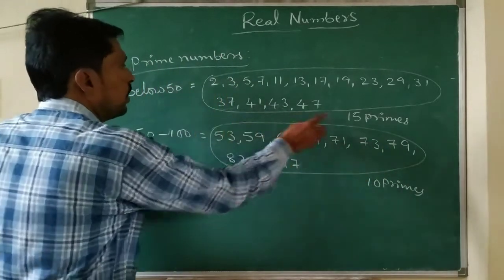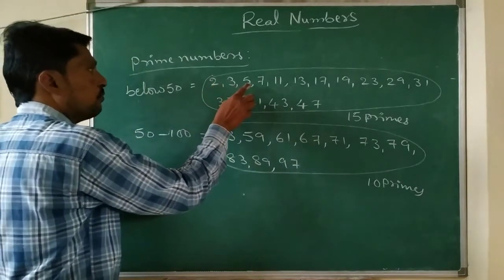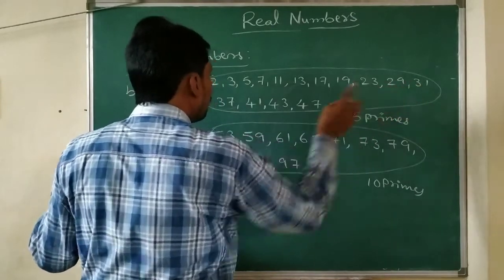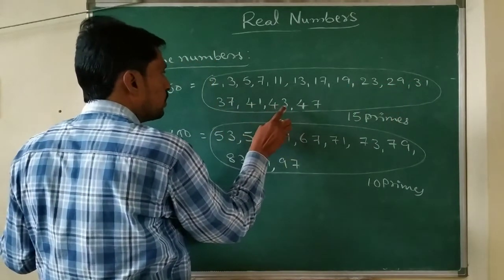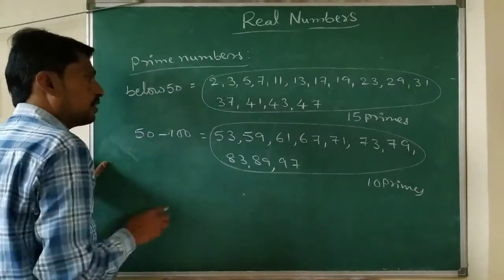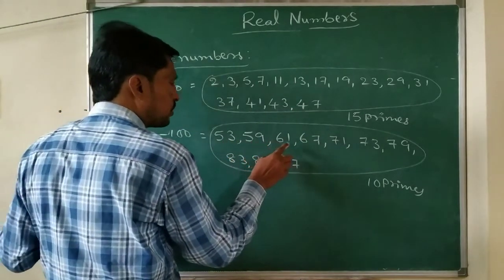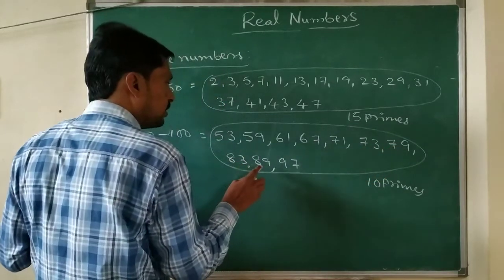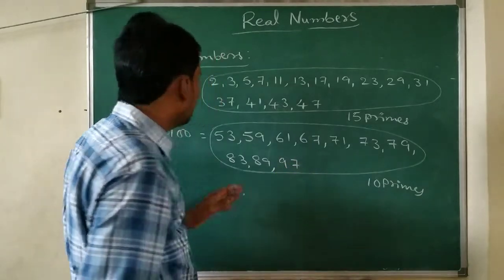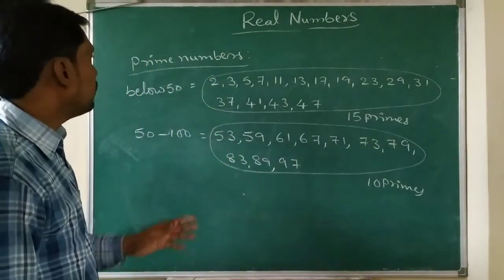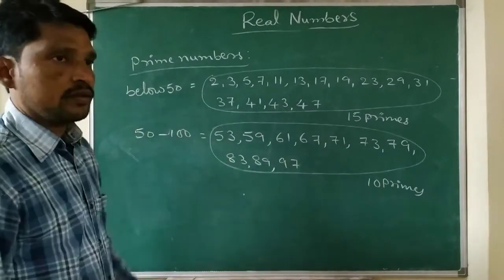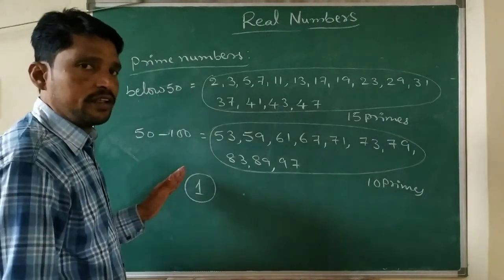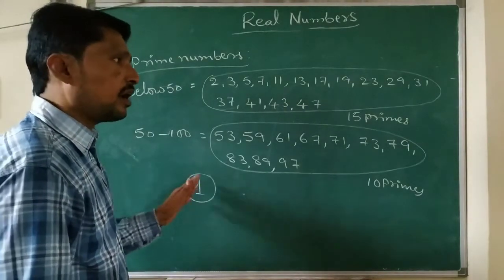So below 50, 15 primes, that are 2, 3, 5, 7, 11, 13, 17, 19, 23, 29, 31, 37, 41, 43, 47. From 50 to 100: 53, 59, 61, 67, 71, 73, 79, 83, 89 and 97. These all are prime numbers between 1 to 100. Here 1 is neither prime nor composite. It is not a prime number and not a composite number.